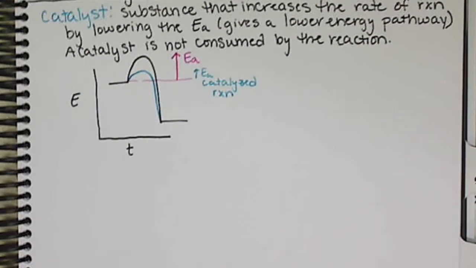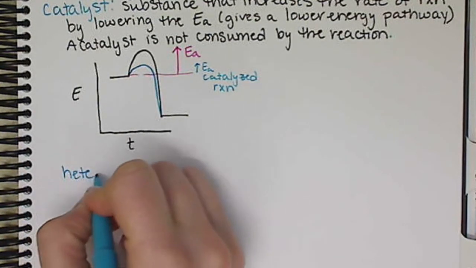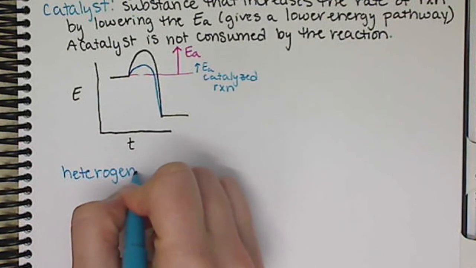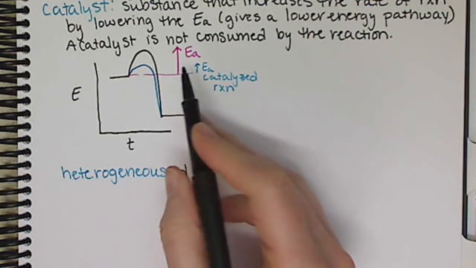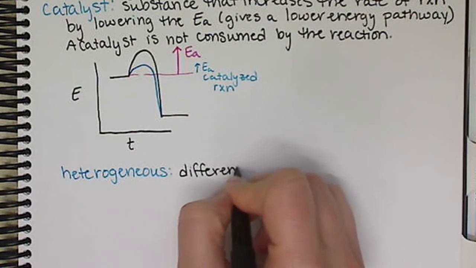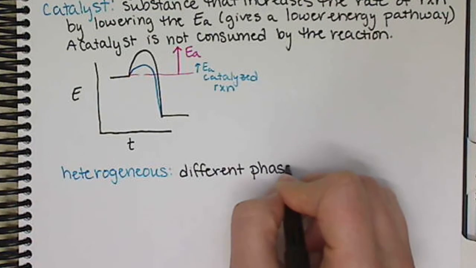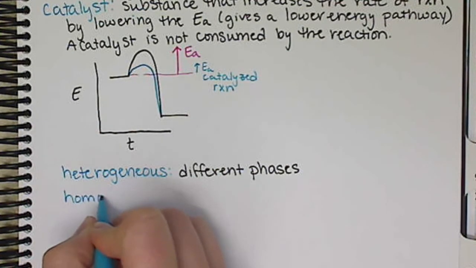Some other vocabulary associated with catalysts is we can have a heterogeneous catalyst, which, as expected, heterogeneous we know to be different. In the case of catalysts, we're looking at different phases. So if the reaction occurs in, say, the gas phase, and our catalyst is in the solid phase, we'd call that a heterogeneous reaction. Homogeneous, we'd have everything in the same phase.